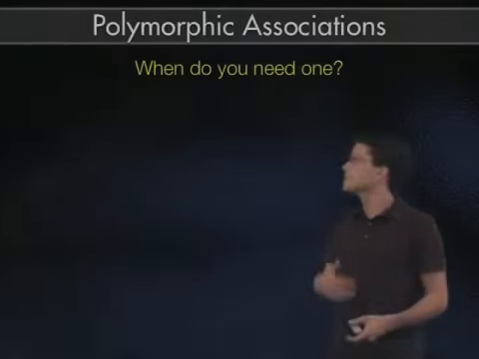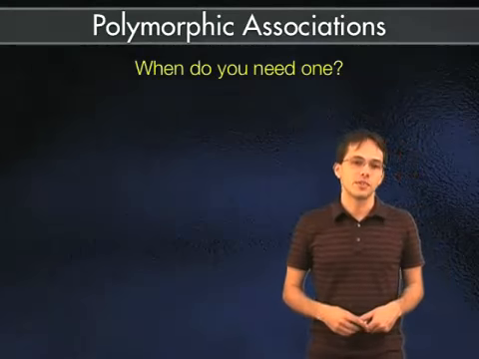Anyways, now we're going to be talking about polymorphic associations. Which, if my math is correct, means many morphics. Yeah. Right? Right. So when do you need a polymorphic association?